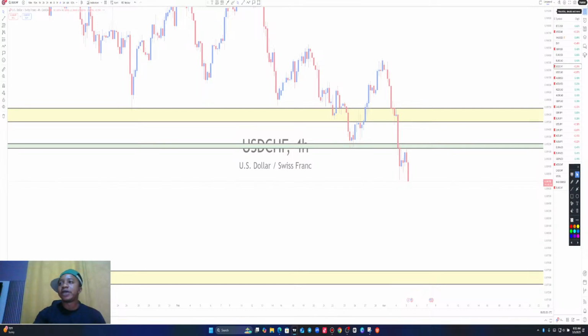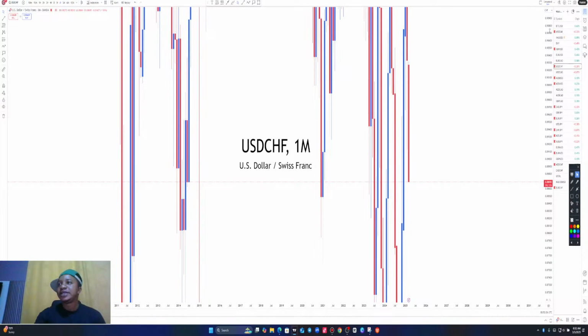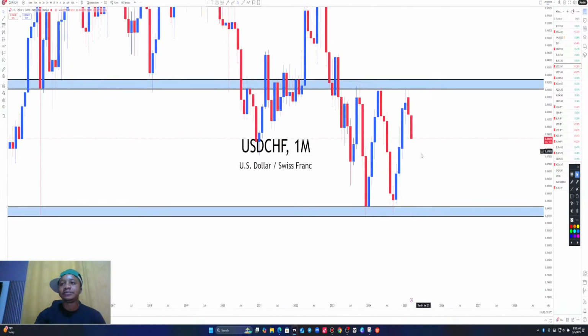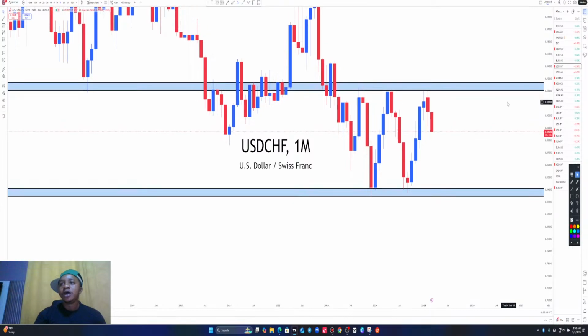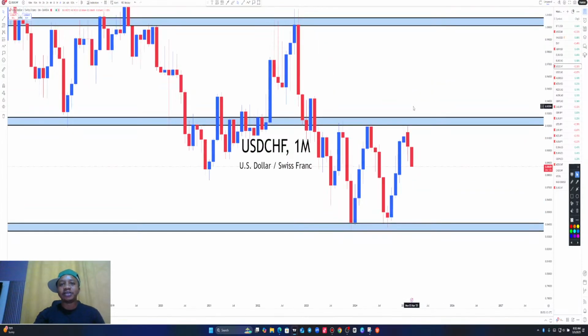All right, so onto the monthly time frame of USD CHF. Keep dropping your pairs in the comment section. All right, so we have USD CHF over here on the monthly time frame. Okay, so we have the monthly upper zone, the mid-range zone, and then the lower zone.